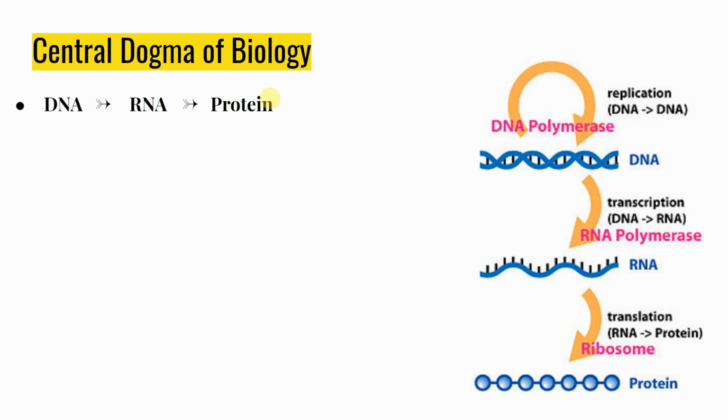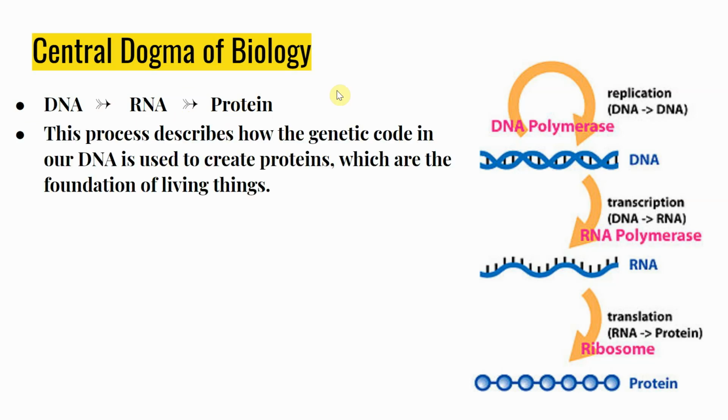And when we sum it up, we break it into three parts. So the central dogma of biology is when we think about the process of information in DNA being transferred to RNA and then being used to make protein. So this is our three-part process here, thinking about how all of these different things can be used to create life. And again, the reason we call this the central dogma of biology is this process describes how the genetic code in our DNA is used to create proteins, which are the foundations of living things.